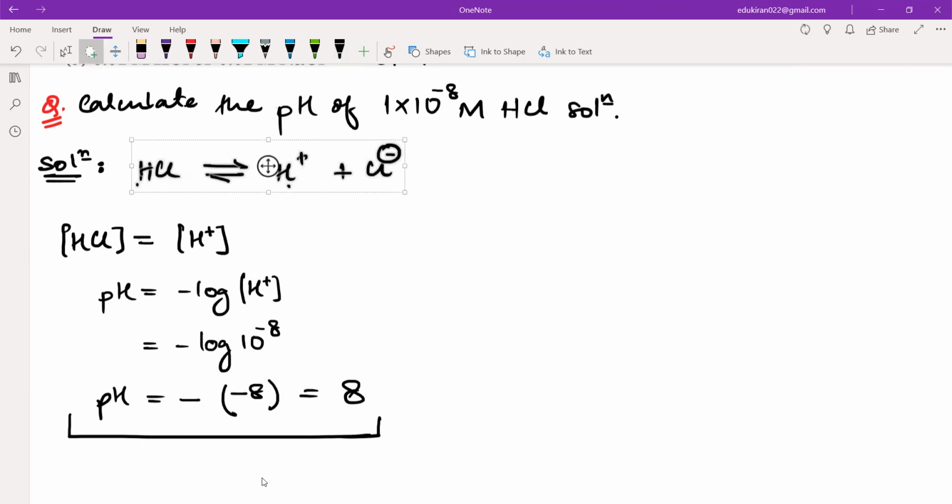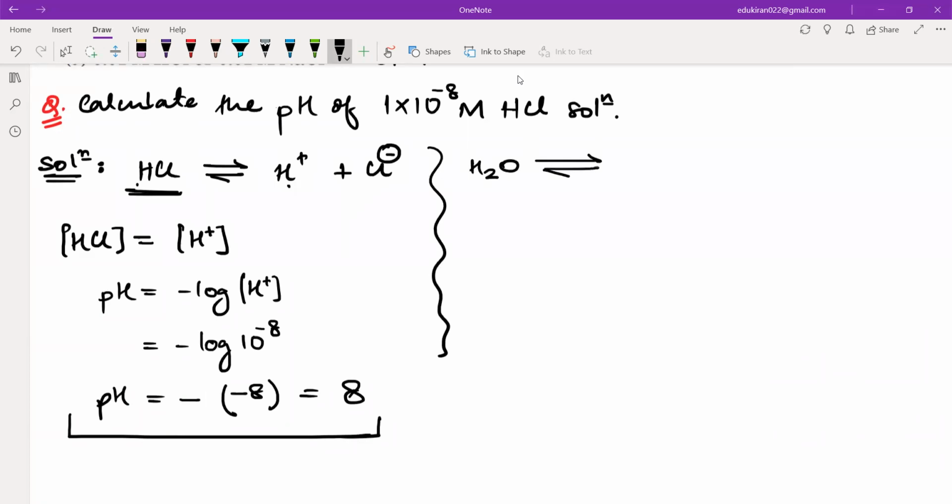Because there are two reactions in a solution. When we have an aqueous medium, there are two sources giving me H plus ions. The HCl is giving me H plus ions, and the water molecules are also giving me H plus and OH negative ions, right? Now, for HCl, the concentration of H plus is 10 to the power minus 8 molar. And here, the concentration of H plus from water is 10 to the power minus 7.